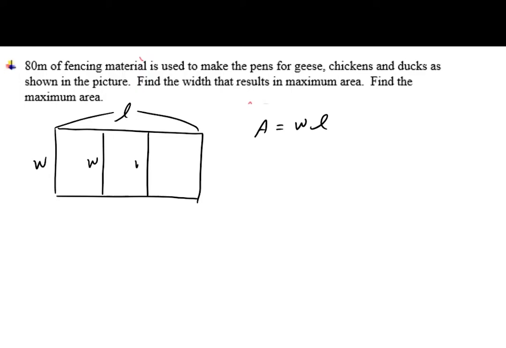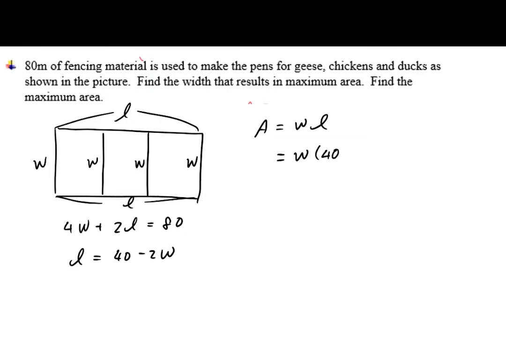Now I have 4 W's and 2 L's is equal to 80. Once again, we would like to eliminate L, so it's 40 minus 2W, isn't it? And then you realize quickly, it's the exact same thing. So this is W and then 40 minus 2W.